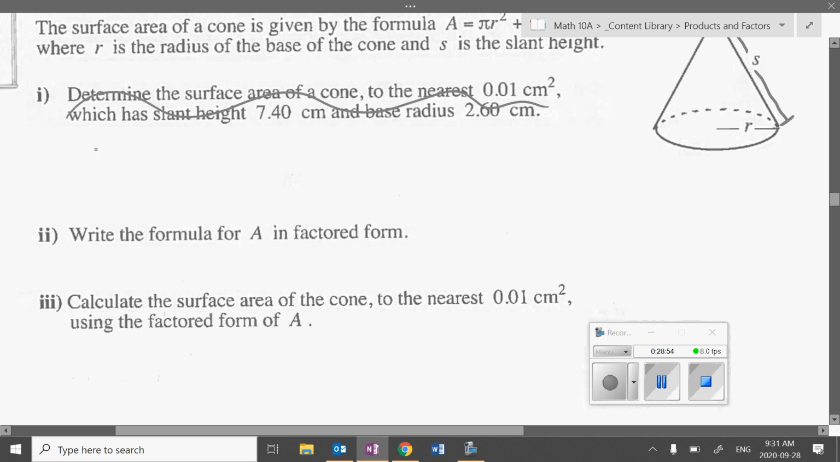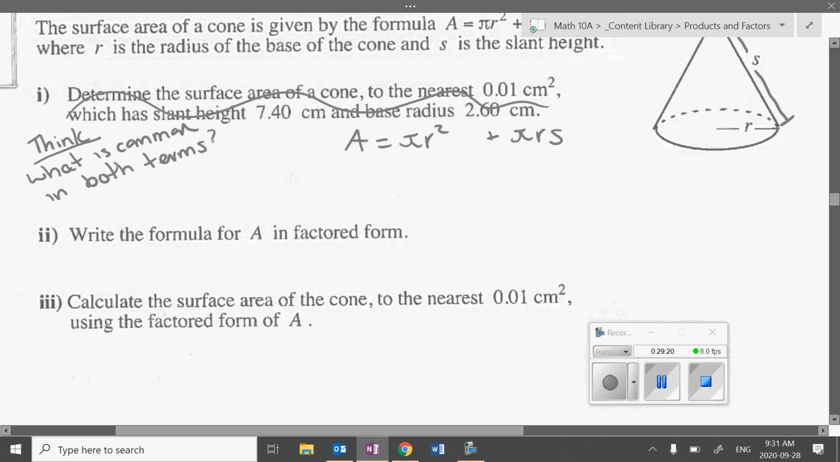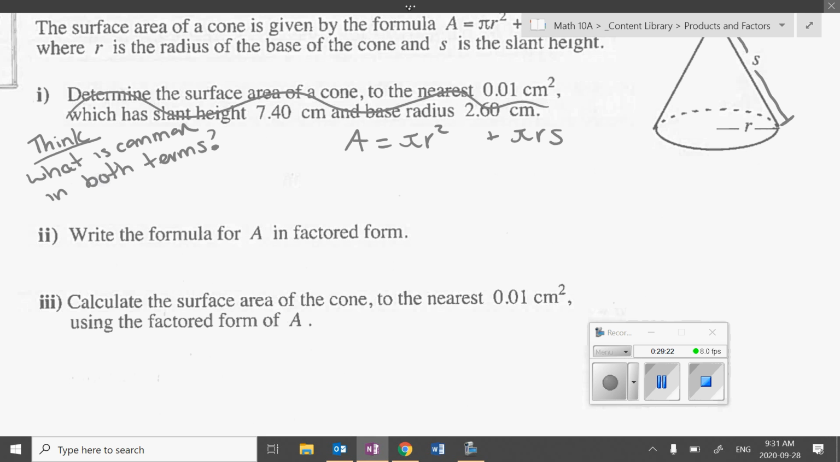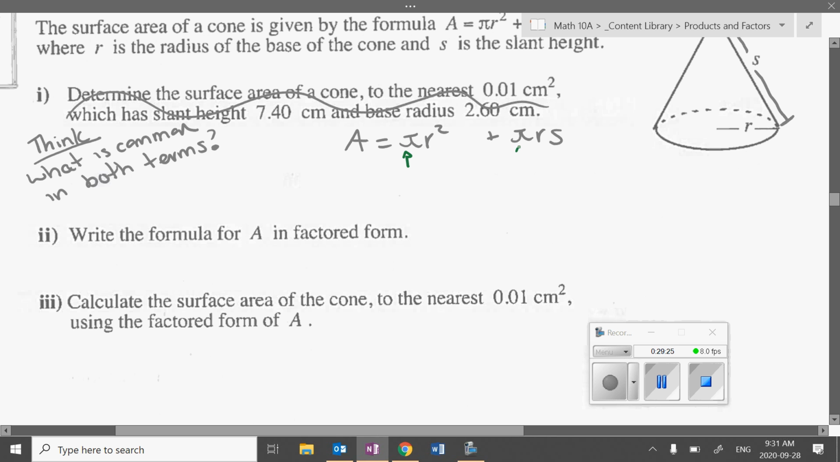So I'm going to fill this in my extra space up here. My formula is pi r squared plus pi rs. What is common in both terms? Well, literally in both terms, I've written a pi and an r. So we can then factor out a pi and an r.